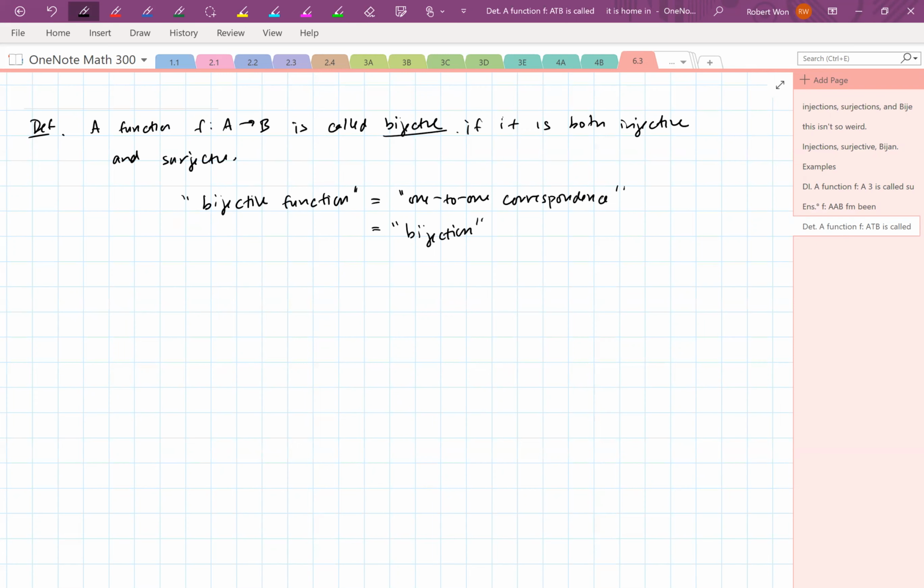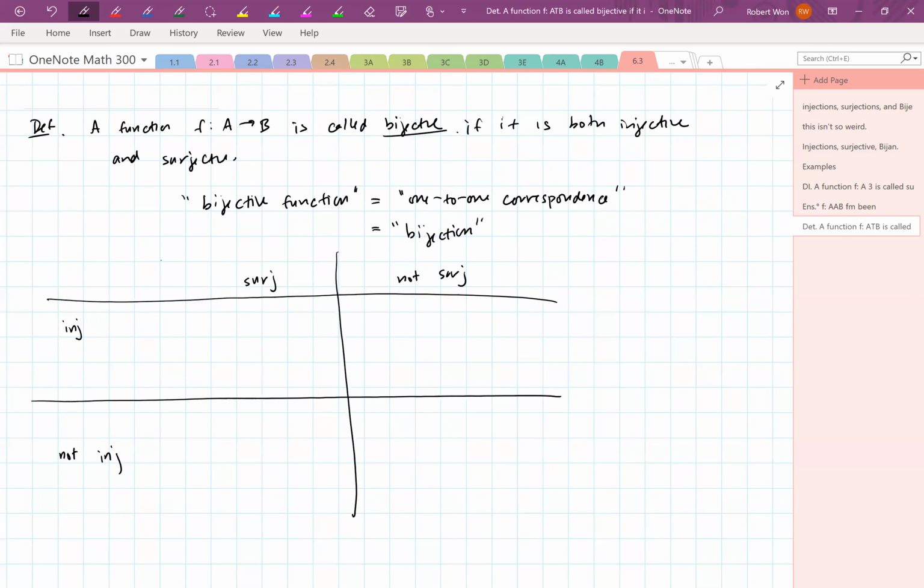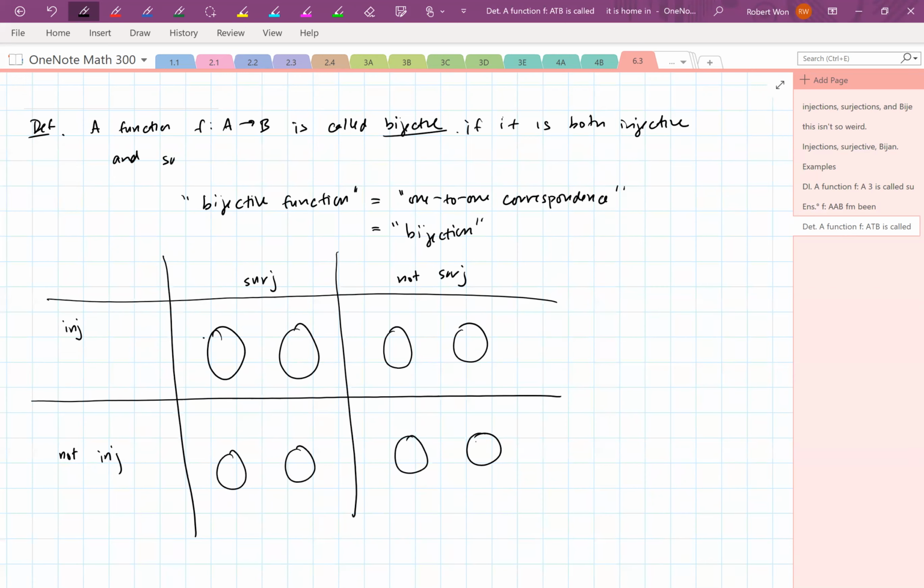Okay, now functions can be injective or surjective or both. They could be bijective or they could be neither. They could be one and not the other. So a good thing to try right now is to take a few minutes and draw a function that's injective but not surjective, surjective but not injective, both injective and surjective, and neither. So see if you can complete this table with a small arrow diagram of a function that has or does not have the specific properties. So pause the video here and do that.